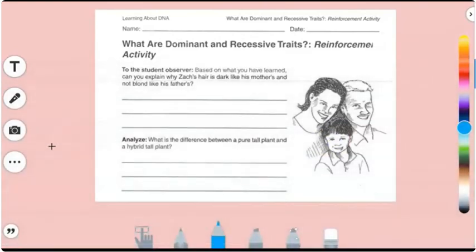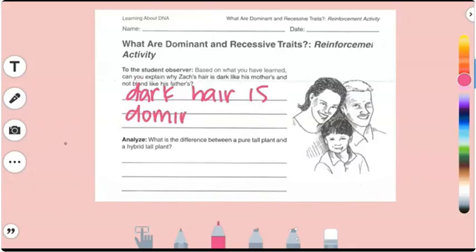Based on what you've learned, can you explain why Zach's hair is dark like his mother's and not blonde like his father's? So the most basic thing here is that the dark hair is dominant. And since that dark hair is dominant, that is what is going to show up most likely in the offspring.